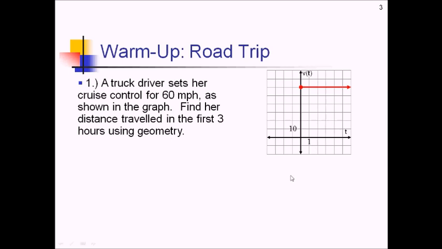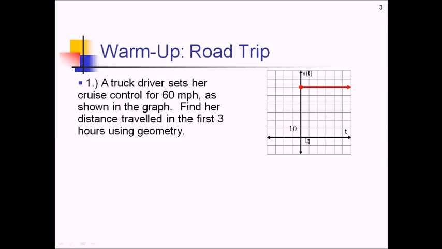All right, let's see what we came up with. So without geometry, we would just multiply the 3 hours times the 60 miles an hour. Every hour she goes 60, so 3 of them gives us 180 miles traveled. Now, how can we represent that geometrically?